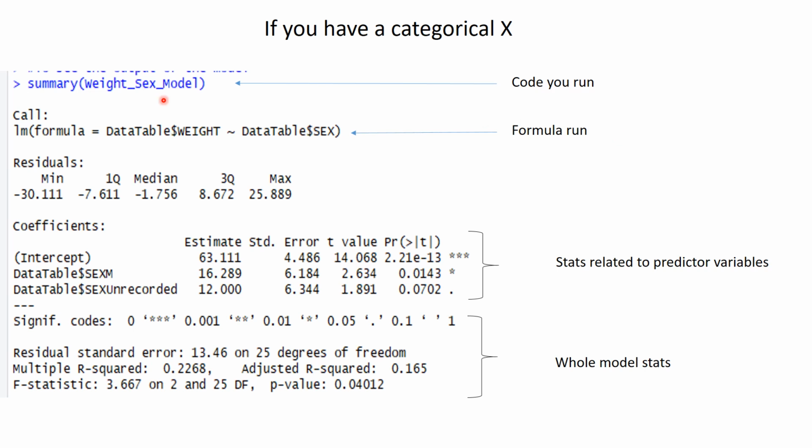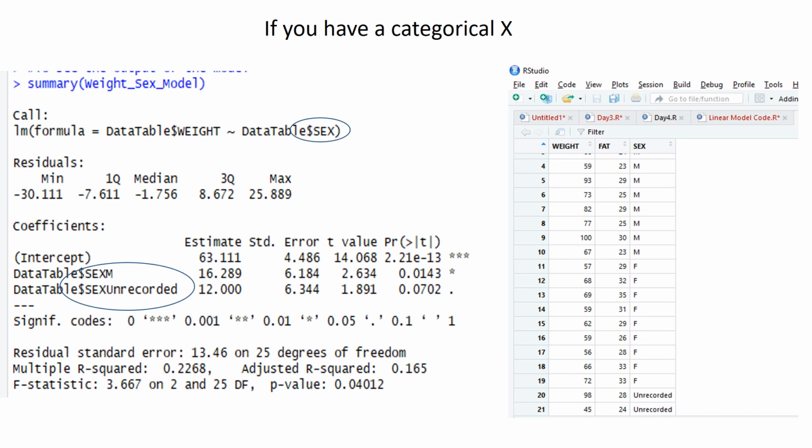So all the bit that's in black is printed by R. This is the formula that's run. So you can see we're using sex, trying to see if that affects weight. And we again have statistics related to the predictor variables. In this case, our predictor variable is sex. And then we have whole model statistics.